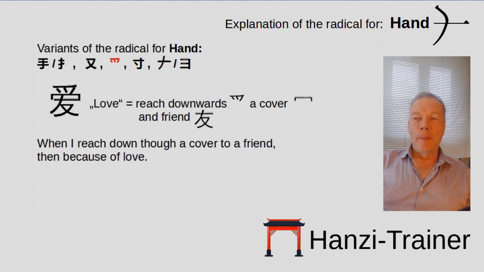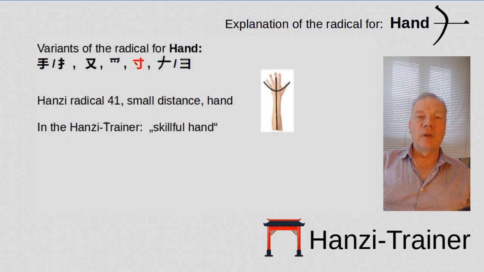The next radical which is used for hand is rather frequently used, but the scholars are not aware of its origin. Some say that it is a hand upwards, and the little dot on the left is the symbol for the pulse.